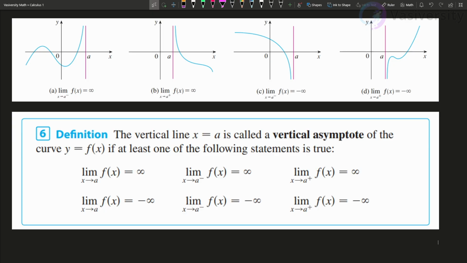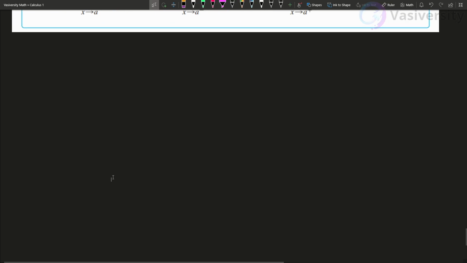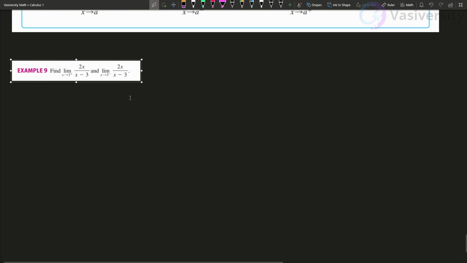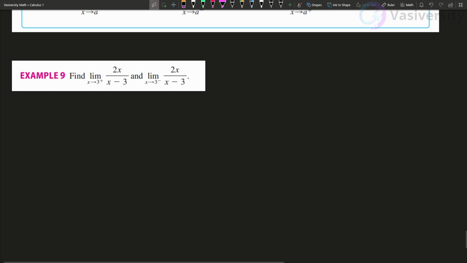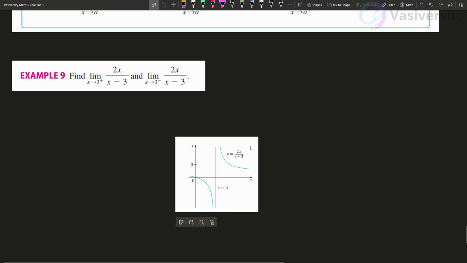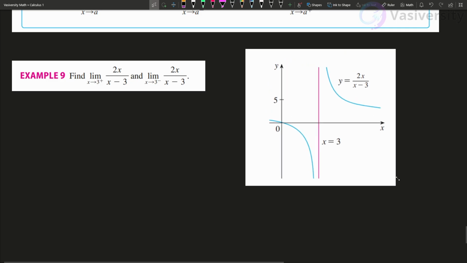Okay, so as an example, example 9. We can take a look at the following. If we have this, we want to try it from left and right, right? And this kind of function will look like this. Okay, so x is equal to 3, and that's our asymptote, right? So the line x equal to 3 will be our asymptote.